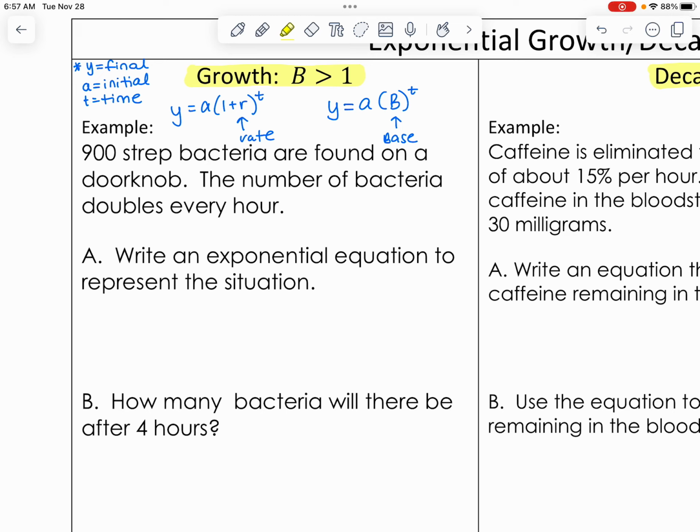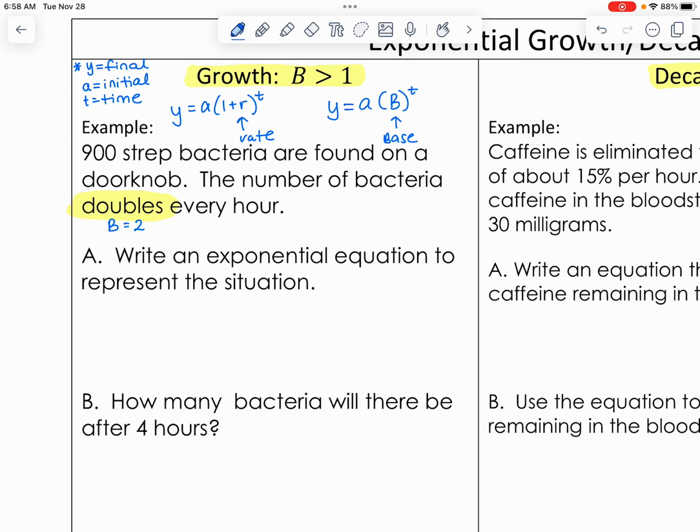In this first example here, we have 900 strep bacteria are found on a doorknob. The number of bacteria doubles every hour. So right here, it tells me that it grows, it's doubling every hour. So I know that it's growth, but what this means is that base equals 2. This is giving me the exact value of the base, not a rate of increase. Even though they seem very similar, because it's that whole number, I know it's the base.